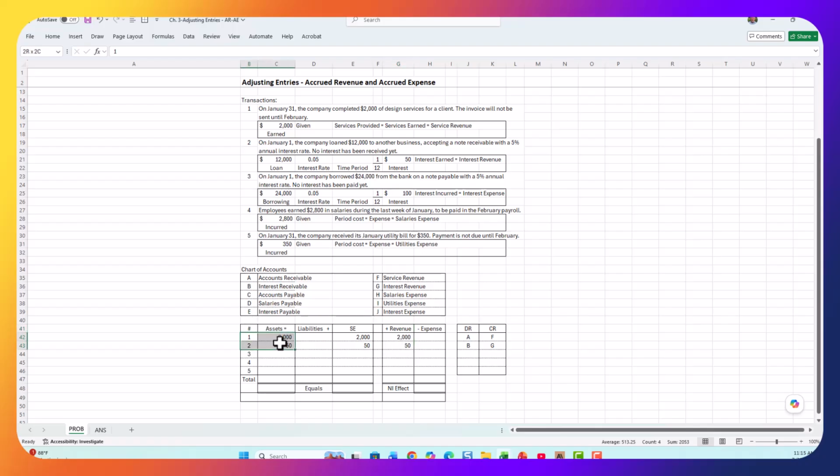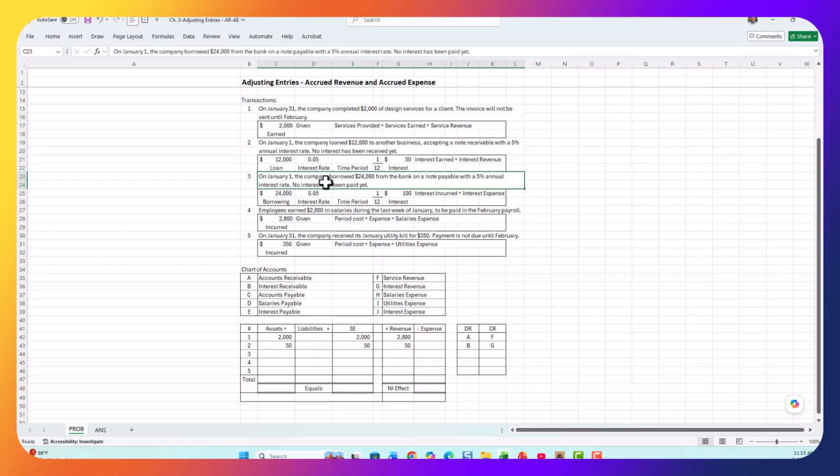Now let's switch our focus to accrued expenses. Accrued expenses are the mirror image of accrued revenue. They are a cost incurred, but not yet paid. We have 3 examples here. Let's look at an accrued expense involving interest first.